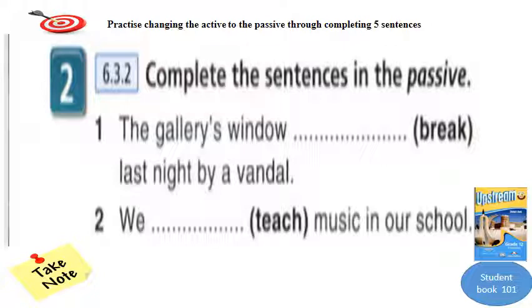Number 1, yes, you are right, was broken. Why? Because I have last night. Okay, last night tells us that this is past. Then I have to use was, and because this is window, one window. Okay, number 2, were taught. Always our teaching is in the past. Okay, yes.